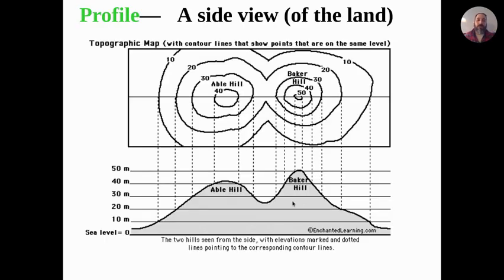All right, next thing we're going to talk about is profiles, which are our side view of the land. So far we've been talking about topographic maps. We've been looking from top down at our landscape. Profiles are actually looked at from the side view, so we can see the differences in height, the differences in steepness, all of those things on our mountains. And I want to show you how to make a profile right now.